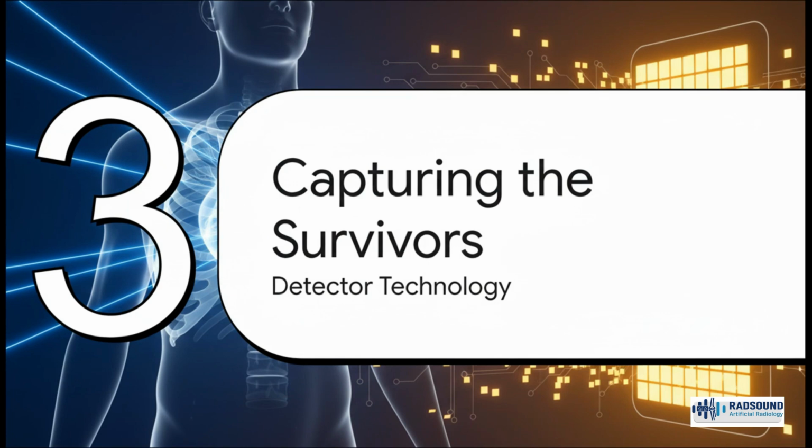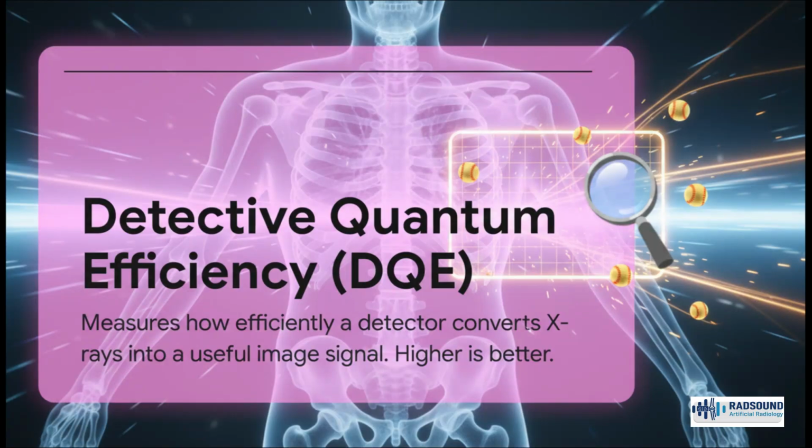Okay, on to step 3. We have to capture that message. The remnant beam, carrying all that precious information, slams into the image detector. The detector's whole job is to catch these surviving photons and turn their energy into a signal we can actually measure. Now, the most important metric for how well a detector does its job is called detective quantum efficiency, or DQE. Honestly, you can just think of it as the detector's batting average.